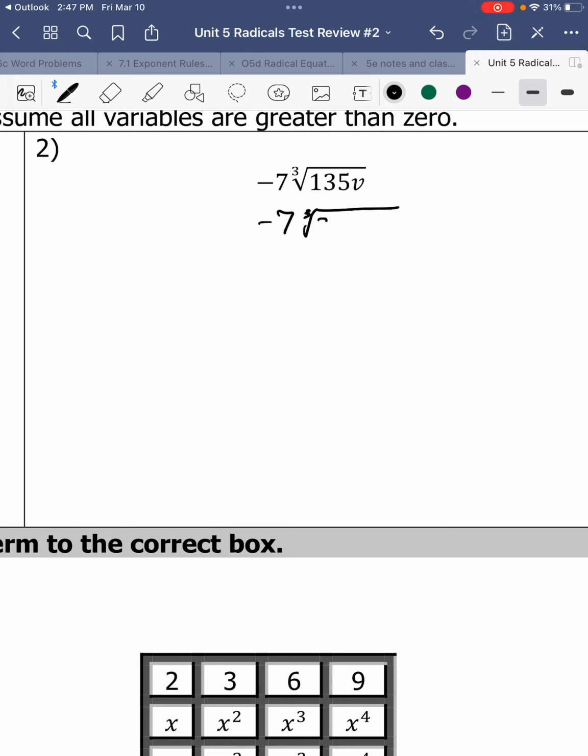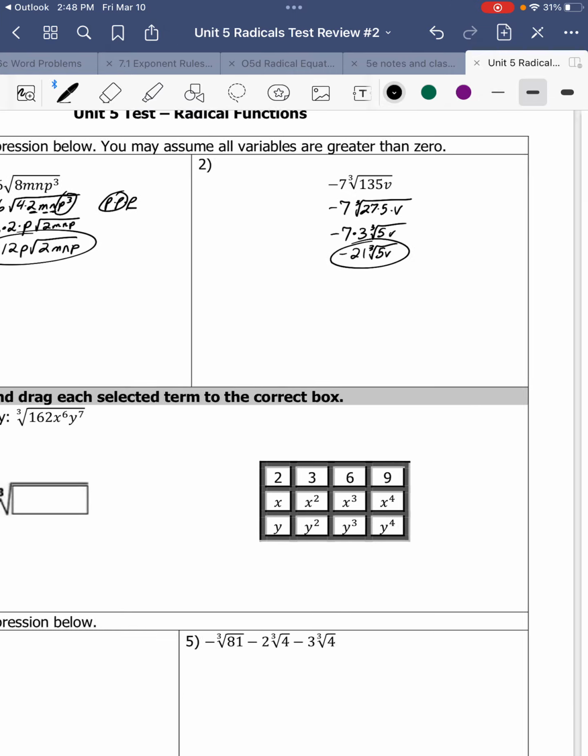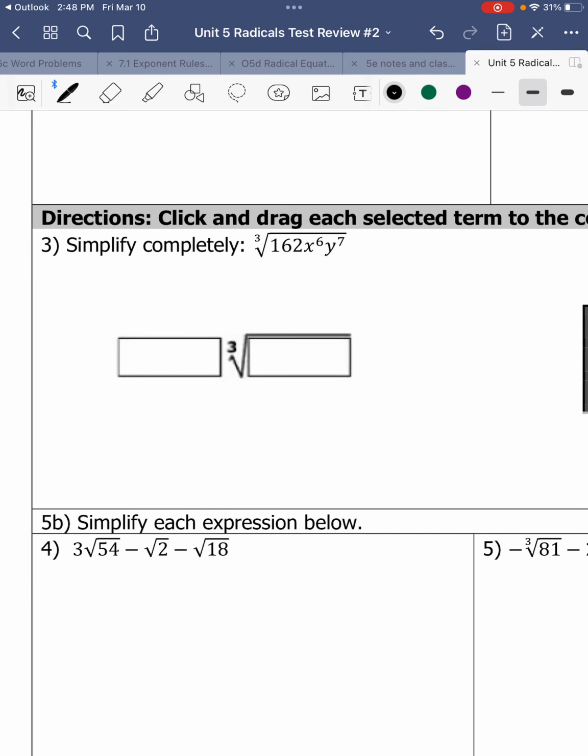Number 2, we have a cube root. So I think about what's my biggest perfect cube that can divide out, and that's 135 divided by 27 is 5. And the cube root of 27 is 3. Cube root of 5v, that's negative 21 cube root of 5v.